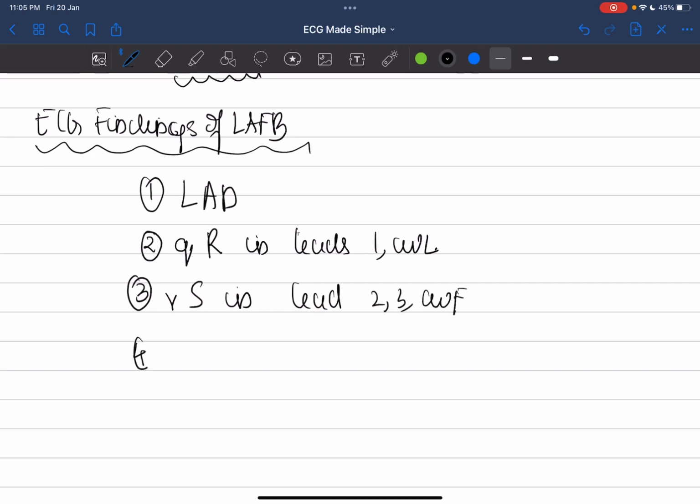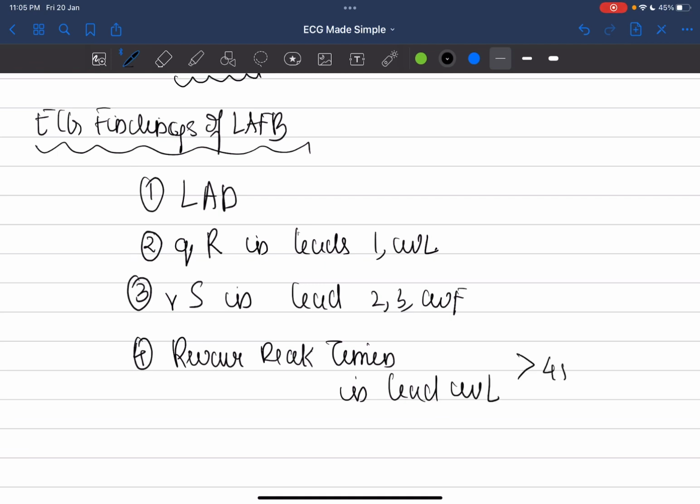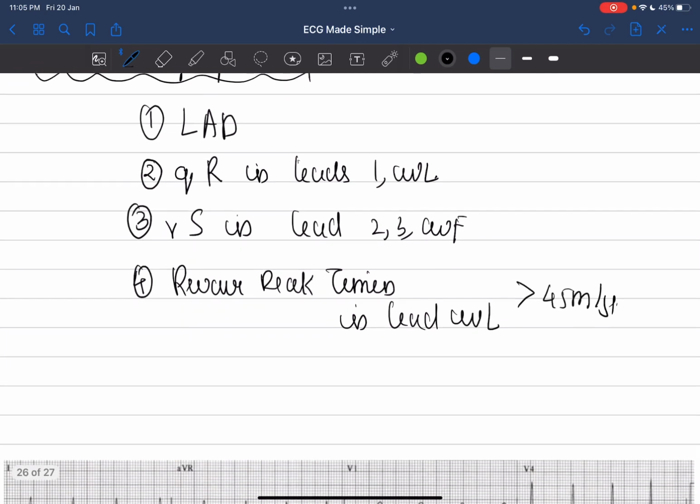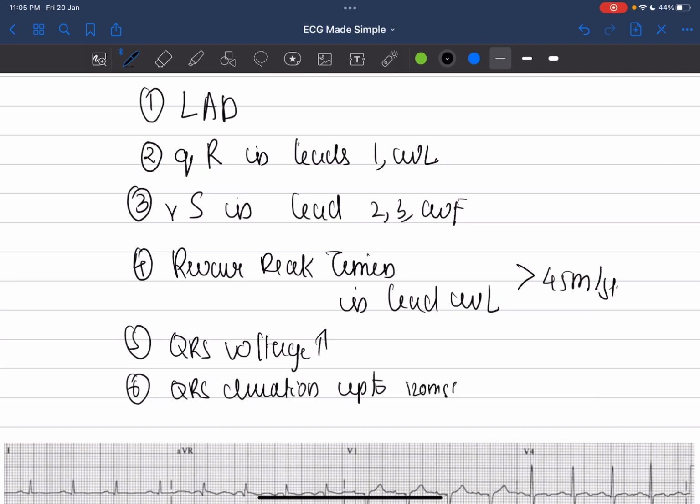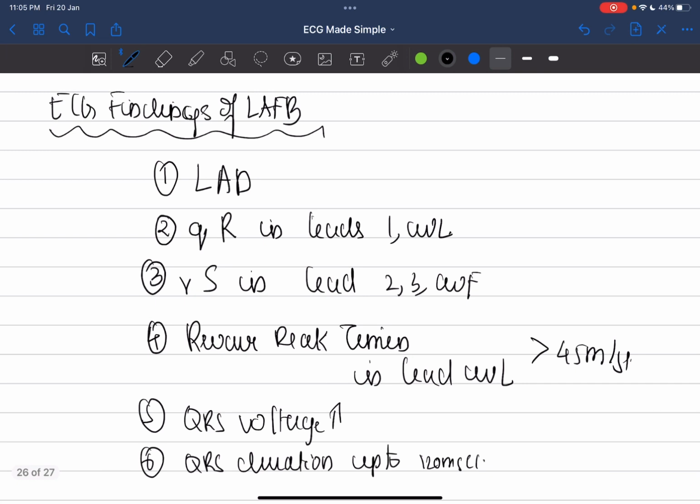And then the other finding will be the R wave peak time in lead AVL will be more than 45 milliseconds. And then the other supporting evidence will be that the QRS voltage will be increased, and sometimes the QRS duration can be prolonged up to 120 milliseconds. Usually they are not prolonged as in bundle branch blocks, and up to 120 milliseconds you can have this. So these are the ECG findings.